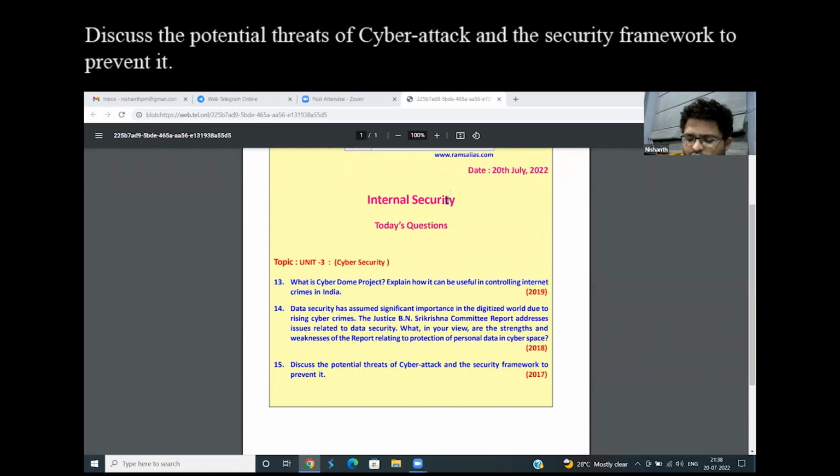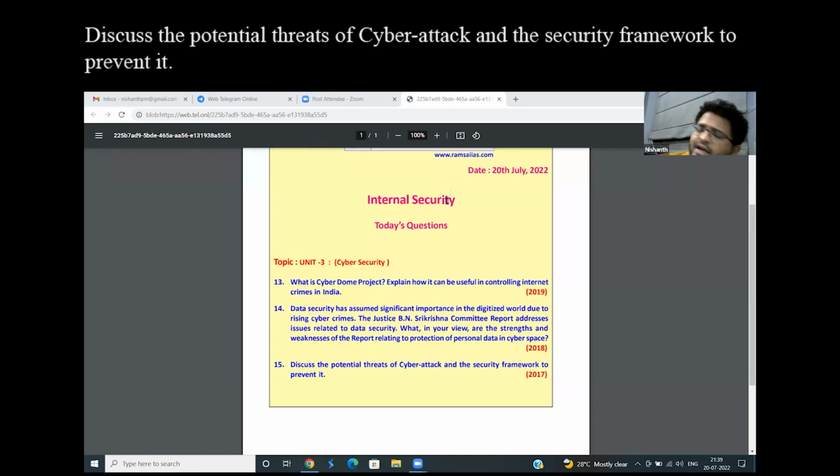Now, because of the interconnected world, cyber attacks are very common and they are basically multidimensional in nature. As Sumant has written, it is multidimensional, so you can definitely include that. And then you can say that in this digital world, cyber attacks are increasing day by day. So that can be the introduction. And then the first side heading would be the potential threats of the cyber attack.